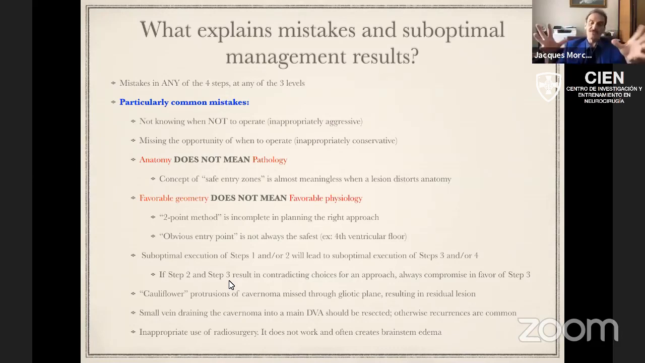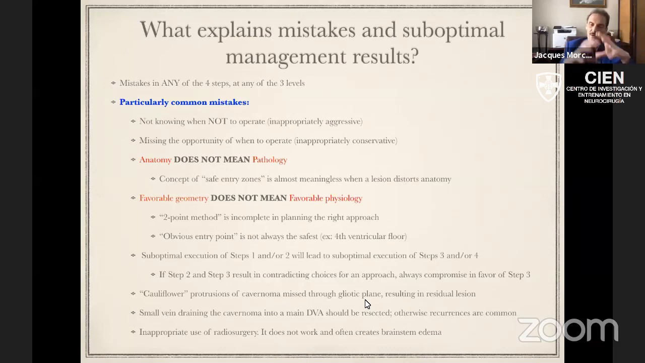Cavernomas, this cauliflower concept. We say they look like mulberry, but to be honest, many of them look like cauliflowers. They have big protrusions, and you can amputate a protrusion without realizing you're leaving a piece of the cauliflower inside the brainstem through the gliotic plane. So those are common mistakes for the beginner to make.